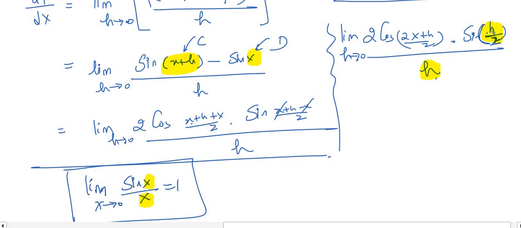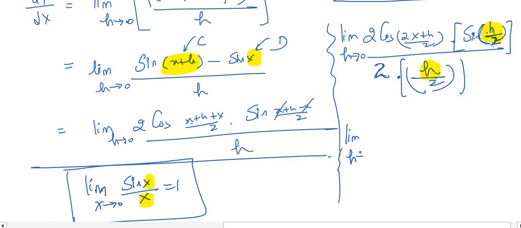So to make it h by 2, can I divide by 2 here and multiply by 2? Watch it carefully, I can do that. Divide by 2 and multiply by 2. Now in these two, this is matching, h by 2, h by 2. Correct? So let me simplify further.